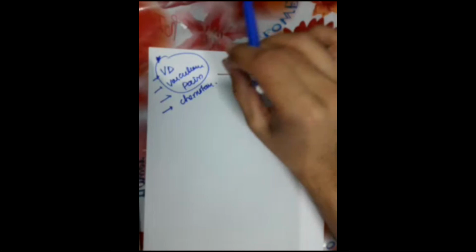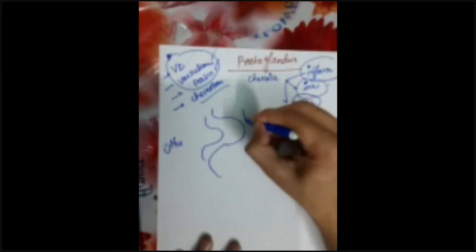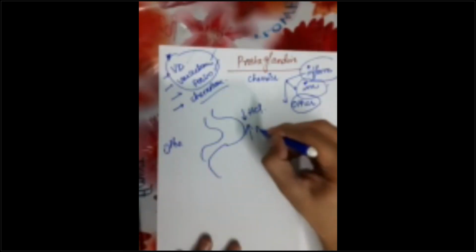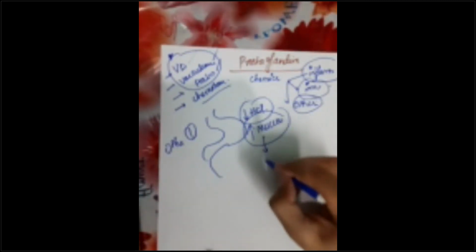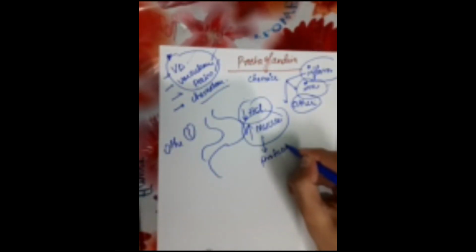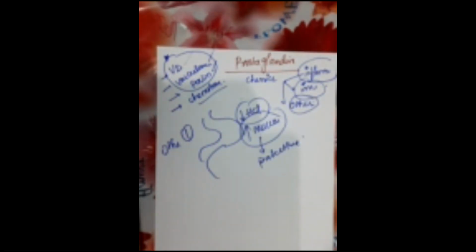What are the other functions in the GIT? In the GIT, they will decrease acid production and increase mucus production. So they are protective for your GIT. Now, the painkillers you take, what are painkillers doing?